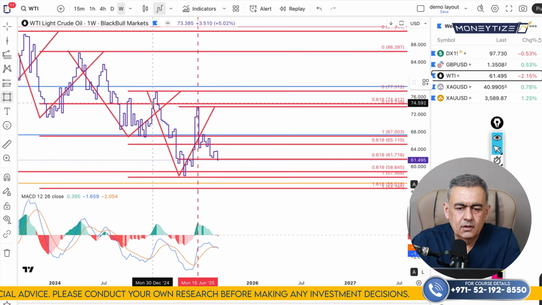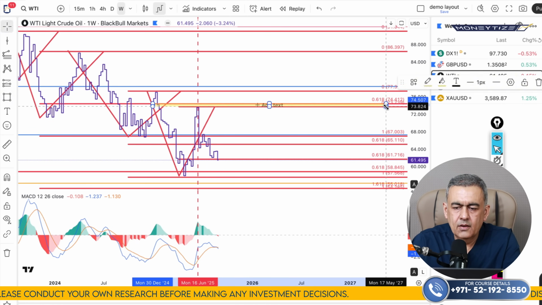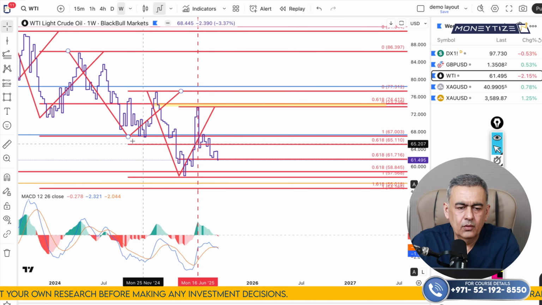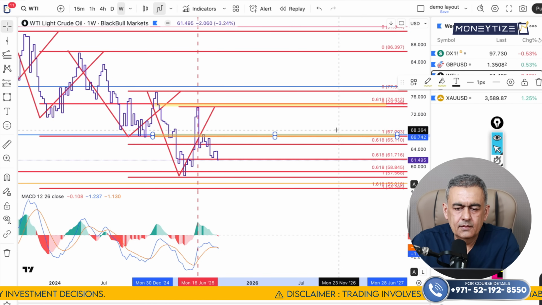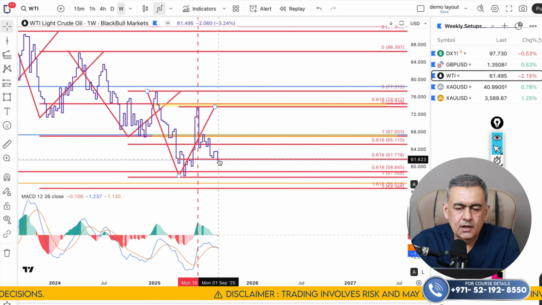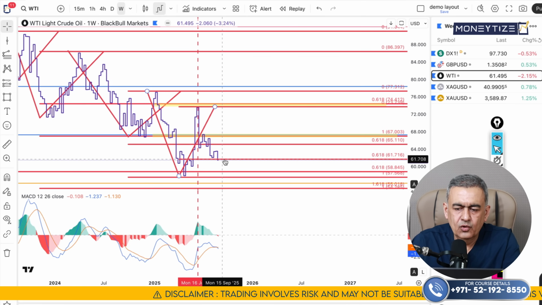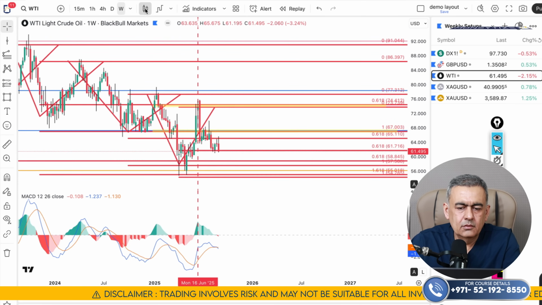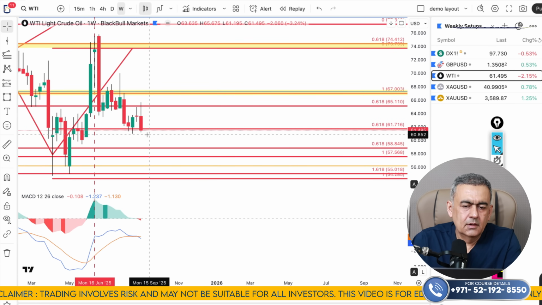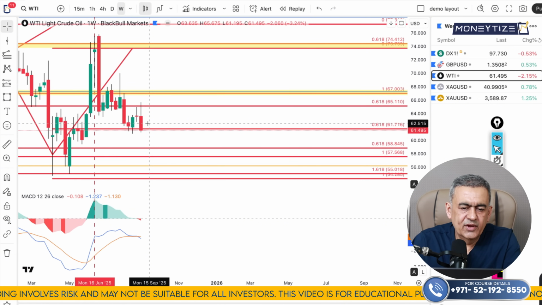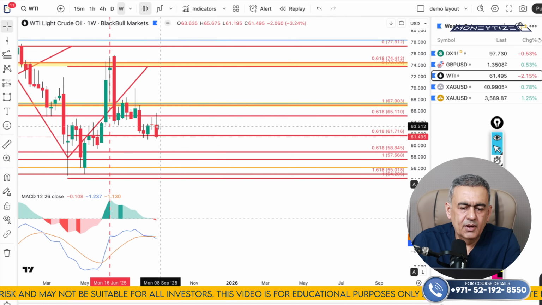So we have a very strong magnet of resistance at 73.74. Then the next strong one was formed at 67. And currently we are on the fib line support, but I'll switch to candles here, and based on candlestick pattern, I do not see bullish pressure here. The last weekly candle is extremely bearish.